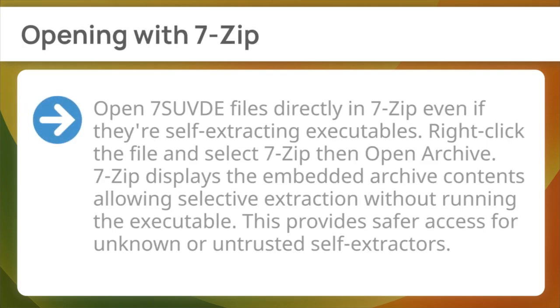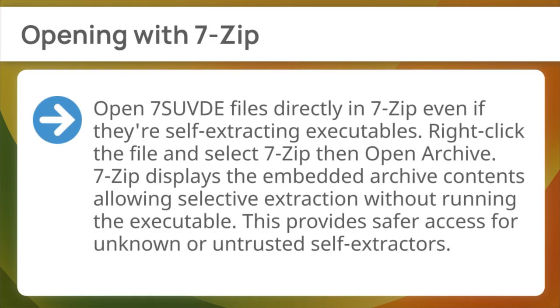Next, opening with 7-zip. Open 7SUVDE files directly in 7-zip even if they're self-extracting executables. Right-click the file and select 7-zip, then Open Archive. 7-zip displays the embedded archive contents, allowing selective extraction without running the executable. This provides safer access for unknown or untrusted self-extractors.